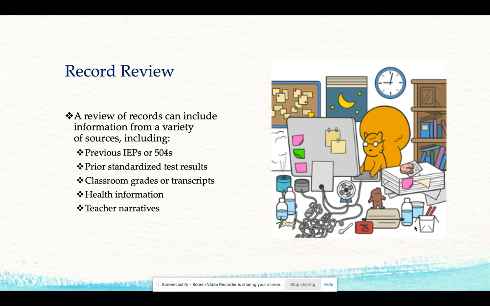You can look at classroom grades. You can look at transcripts from previous schools. We want to find health information. Past health information can be super important when we're thinking about when was this student diagnosed with something like autism, or how do we know the severity of a hearing loss, or what kind, did the child have a traumatic brain injury, and those types of things. Finally, you might want to see previous teacher narratives that have been included in their information.